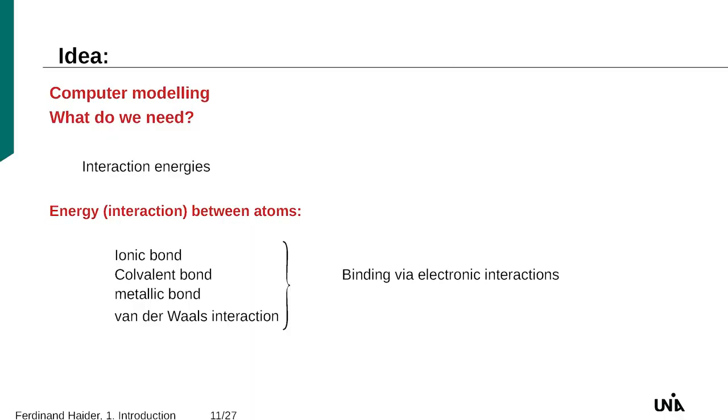Okay, so I said, what do we need? We need the interaction energies. So we need a physical model behind it to get the forces between the atoms. You know that there are typically different types of bonds: ionic bonds, covalent bonds, metallic bonds, and so on. They all depend on electronic interactions. So if you want to go very deeply into it, you have to describe the electronic interactions. The standard method for this is called DFT, density functional theory.